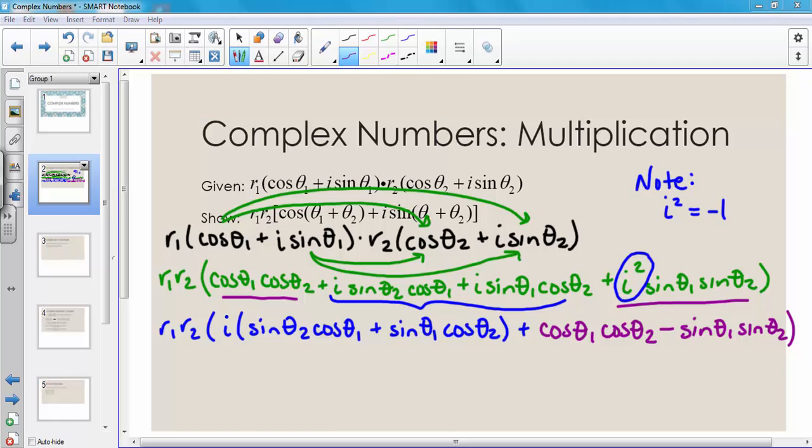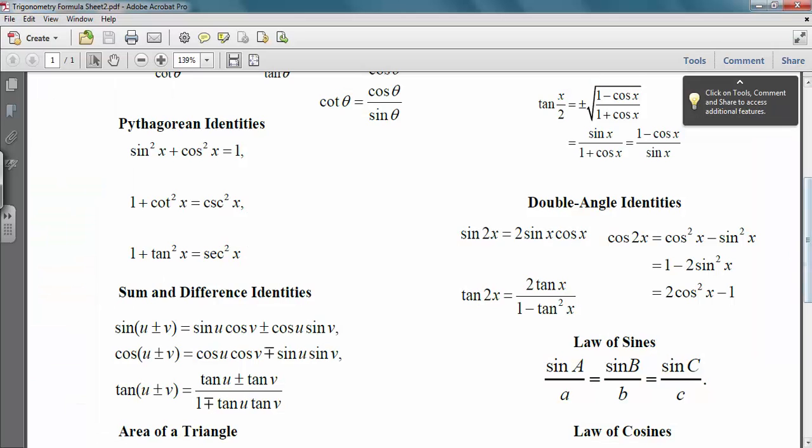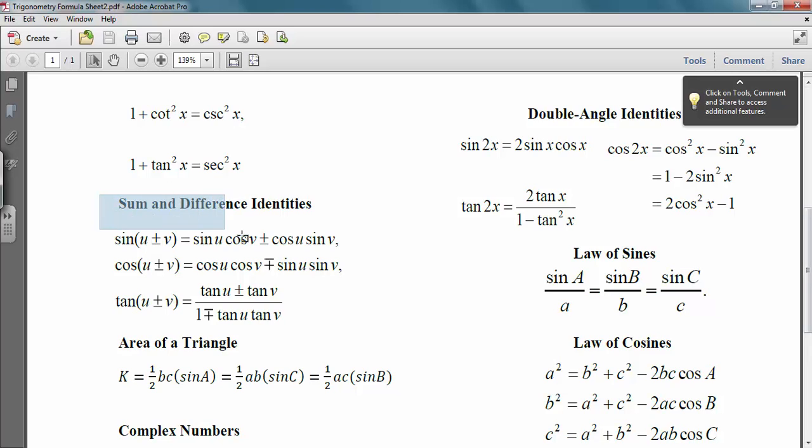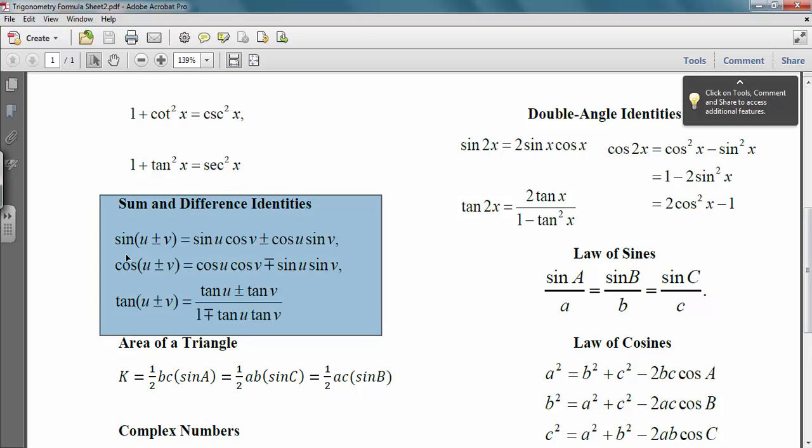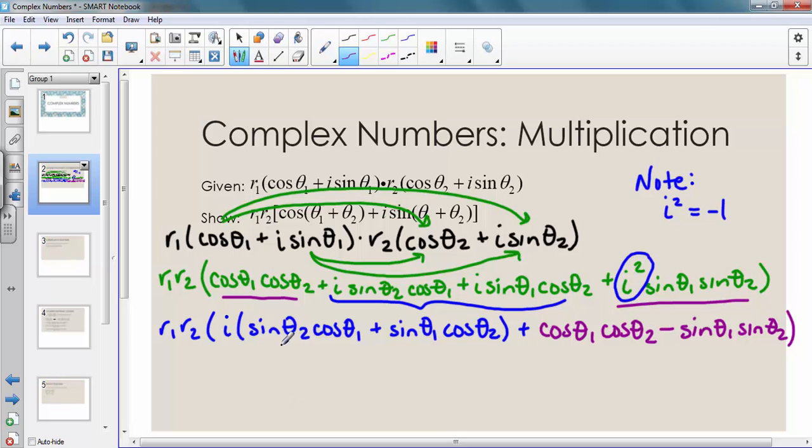Then using our sum and difference identities, as you can see I have that pulled up right here. Here are my sum and difference identities. If we look at the sine of u plus v, we get the sine of u times the cosine of v plus the cosine of u times the sine of v. So if we look back at what I have, here I have the sine of u times the cosine of v plus the sine of v times the cosine of u. So this is going to turn into the sine of theta 1 plus theta 2.